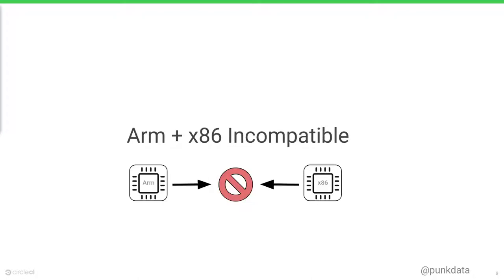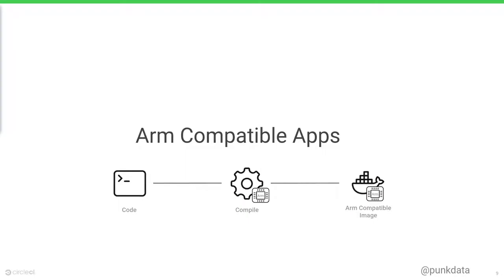The problem is that ARM and x86 processors are not compatible, which means applications that were built for x86 processors are not going to function well in an ARM ecosystem, right? The instruction sets are just different. So the applications have to be compiled for the processor that they're targeting. Code doesn't really care about where it's executed, but it does need to be compiled for whatever processor or environment it's going to be working on.